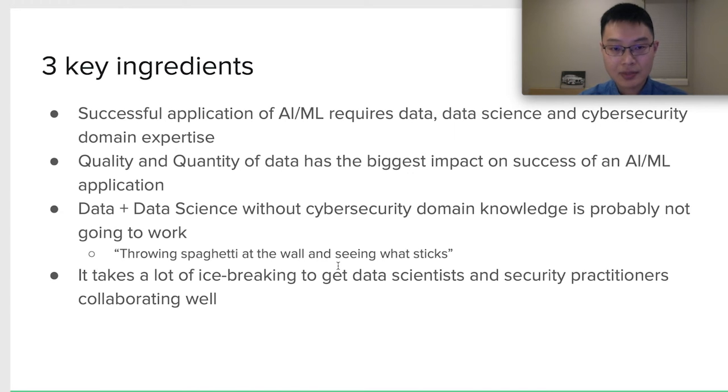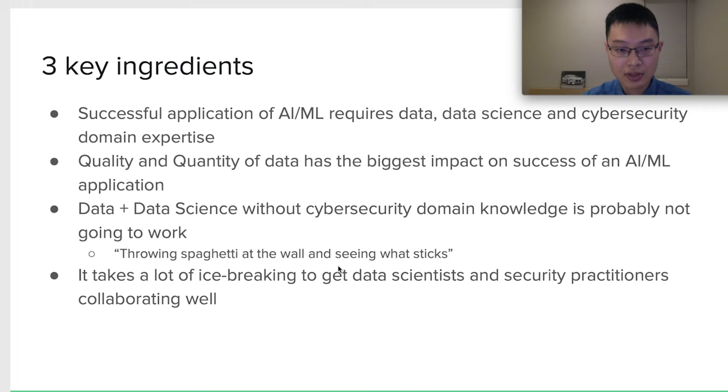The second recommendation I have for implementation of AI/ML is to make sure you have all three key ingredients. In general, successful application of AI/ML requires a good combination and blend of these three key ingredients, which are data, data science, and cybersecurity domain expertise. Most of the time, quality and quantity of data has the biggest impact on the success of an AI/ML application.